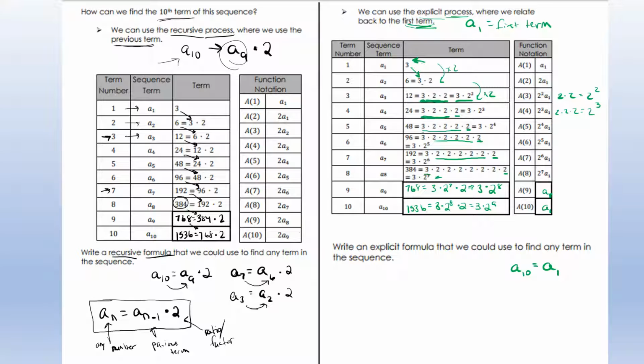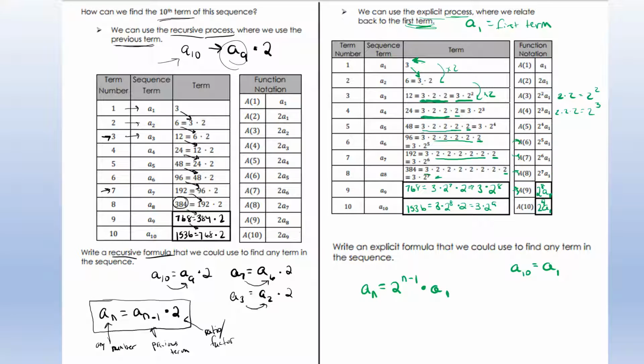Right? What's changing is how many 2's I'm multiplying by. And if you notice, the number of 2's that I'm multiplying by, if I'm looking for A10, I multiplied 2 9 times. If I was looking for 9, I multiplied 8 times. 8 was 7, 7 was 6, 6 was 5, and so on. So notice the number of times that I'm multiplying by 2 is 1 less than the number that I'm looking for. And then I'm always taking that number of 2's times the first term.